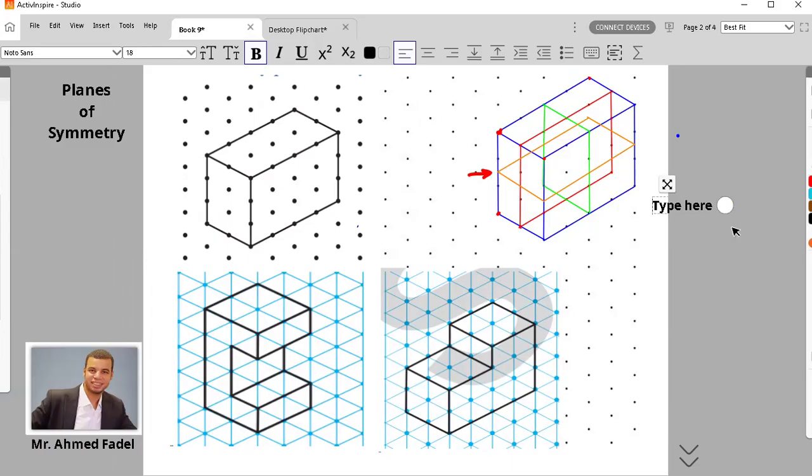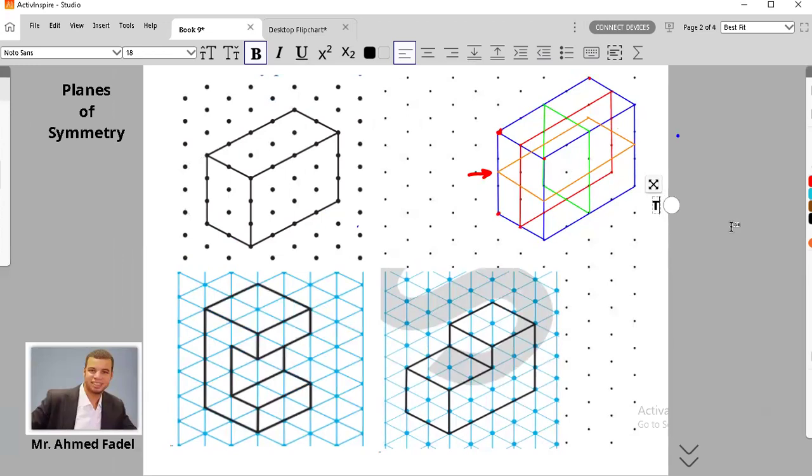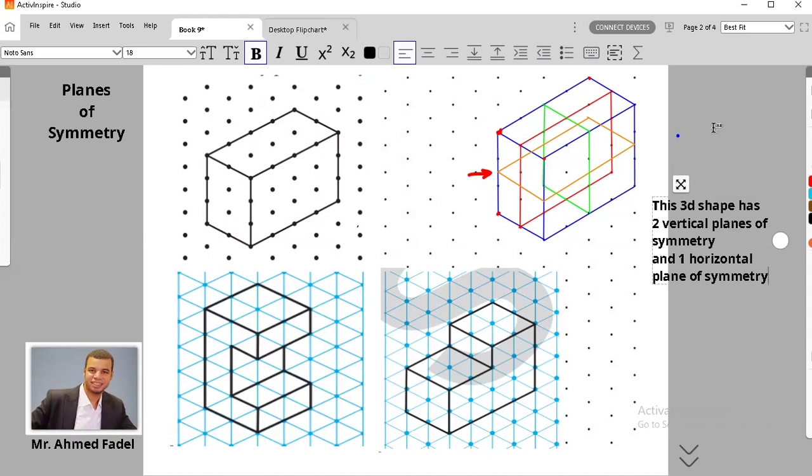Second, let me just write it here. This is how I will describe it. This 3D shape has two vertical planes of symmetry and one horizontal plane of symmetry. This is how you describe the planes of symmetry of any 3D shape.